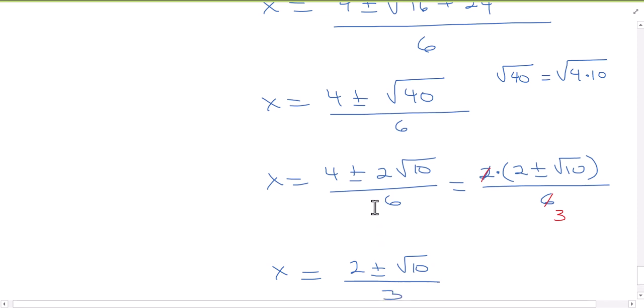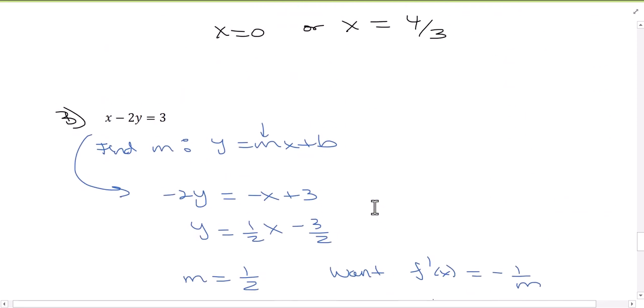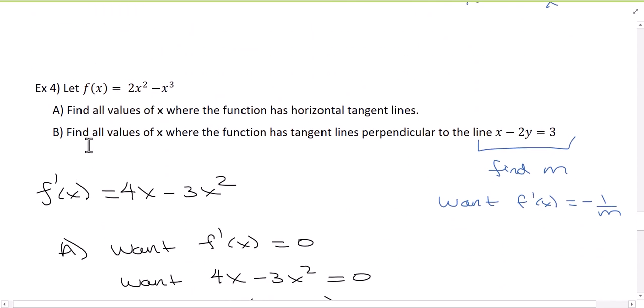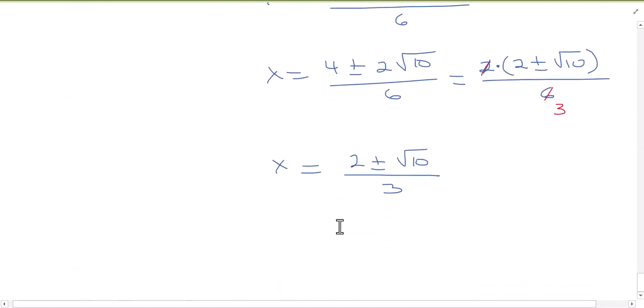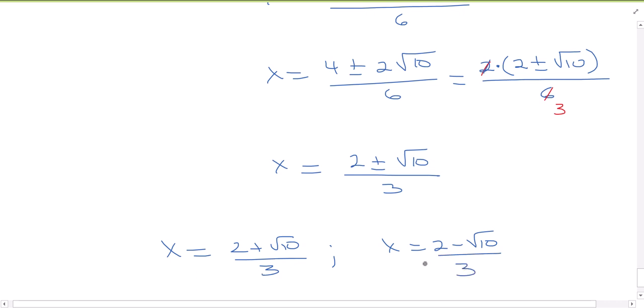So what did we just find? Find all values of x where the function has tangent lines perpendicular to that line. So our function has 2 tangent lines that are going to be perpendicular to that line. One at x equals 2 plus root 10 over 3, and the other one at x equals 2 minus the square root of 10 over 3. So at those two x values, we're going to have tangent lines to our function that are perpendicular to that line that we were given.